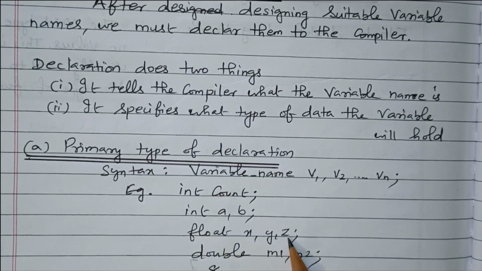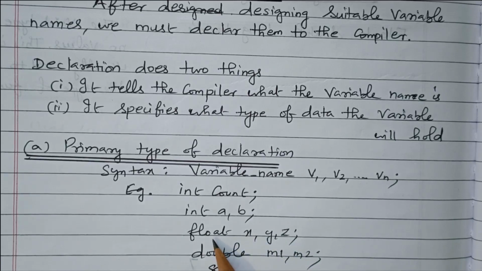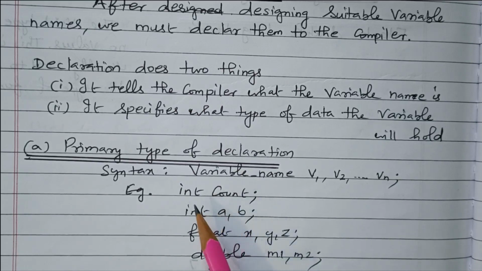Float x, y, z. That means x is a variable name, y is a variable name, z is a variable name. These three variables come under the floating point data type. Double m1, m2: m1 and m2 are variable names coming under the double data type, right? So this is the type of variable and the variable name. The compiler gets two details: what is the variable name, and what type of data I am going to hold in this variable, that is integer type data.